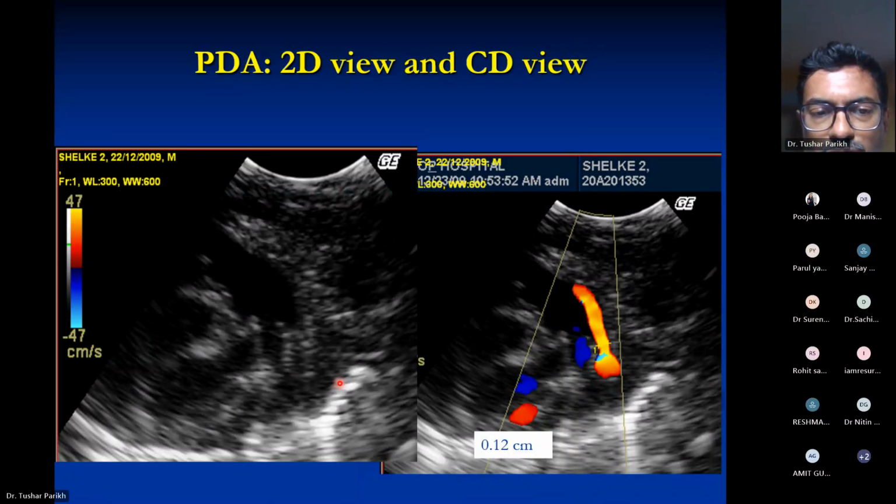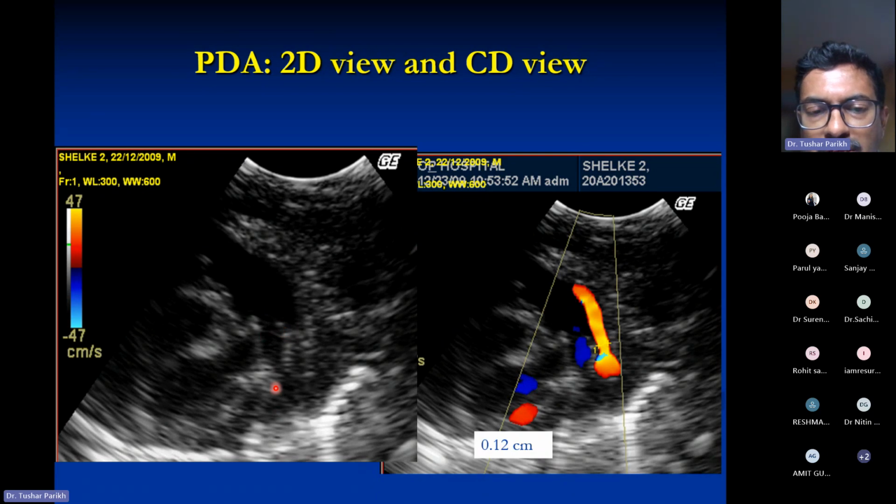Now please focus here. Can you see this bright spot? This bright dot here is a divider. This bright spot is very easily seen. When you do a 2D echo, please focus and try to find this bright spot.